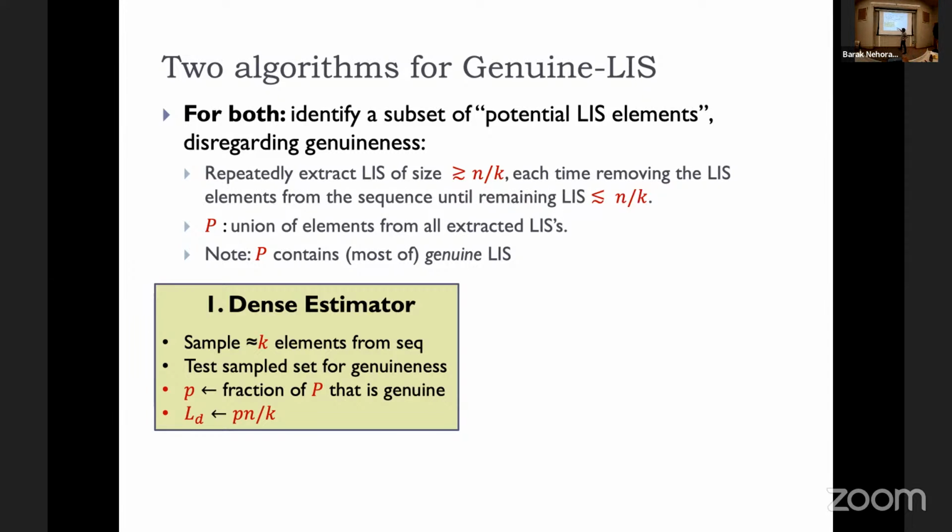For p in particular, here's how it works. Think about this as a direct problem. There's no more recursion. What we do is the following. Again, we're looking for an LIS of length about n. P is basically our real thing. We sample k elements from this. We test the sample set for genuineness, and we define p to be the fraction of the set P of elements that are genuine.